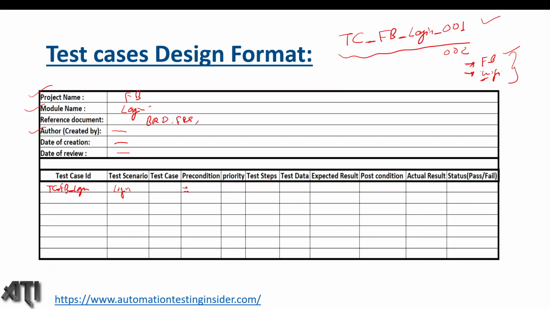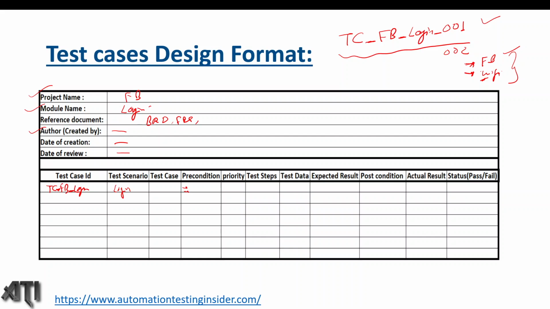And what about the priority? Priority is important, like how important our test case is. So we may assign some priority to our test case, and based on that, when we get a defect, we will assign the priority to our defects as well. So we'll give the priority.